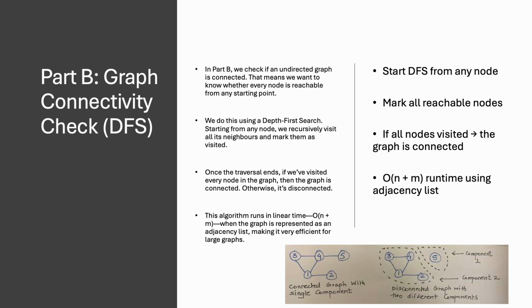So the main idea is that we start DFS from any node. We mark all reachable nodes. If all nodes are visited, the graph is connected, and it runs in O(n + m) runtime using adjacency lists.